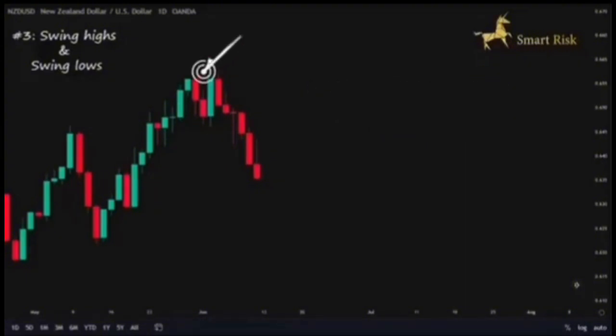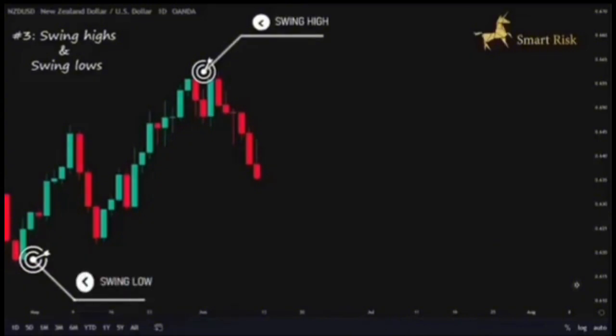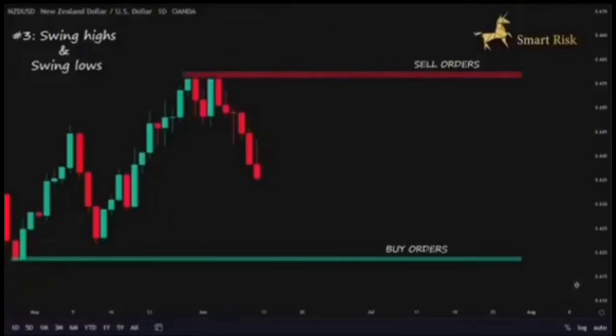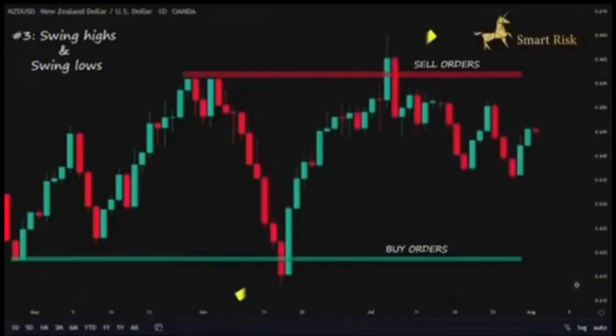For example, here on the NZD dollar daily time frame, we have this swing high as the highest point that price has recently hit. And we spot this point as the swing low. Most of the retail traders place their buy and sell orders at the swing low and swing high, with the argument that price will respect these areas and will change its direction when it reaches them. As you can see, price makes fake breakouts in these areas and hits the stop loss of both buyers and sellers. So guys, we consider them as inducements.